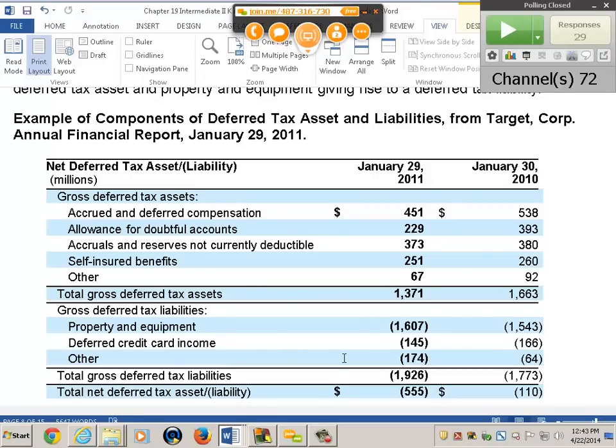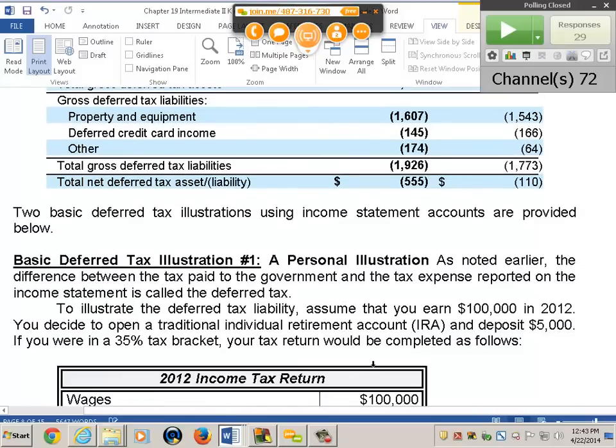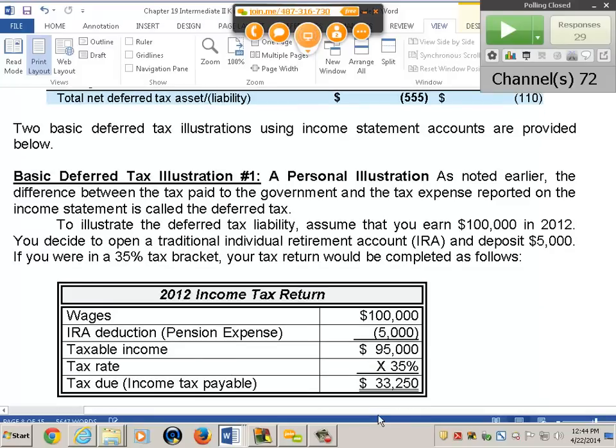Let me give you another example, which I consider a personal illustration. I want to prove to you that you, in fact, have deferred taxes, and you do that through pension plans. So let's take a look at a person who earns $100,000 in 2012 and decides to open up a tax-deductible pension plan. And you're in a 35% tax bracket.